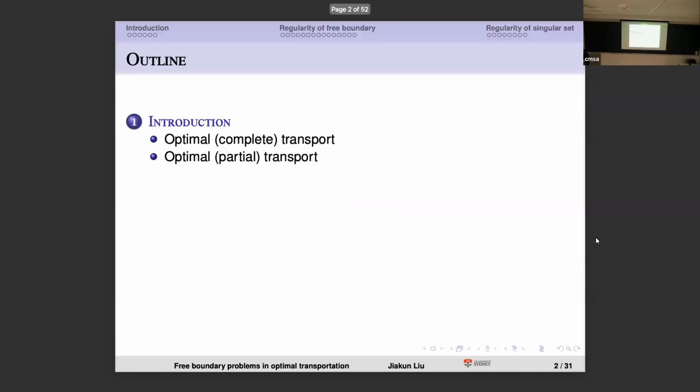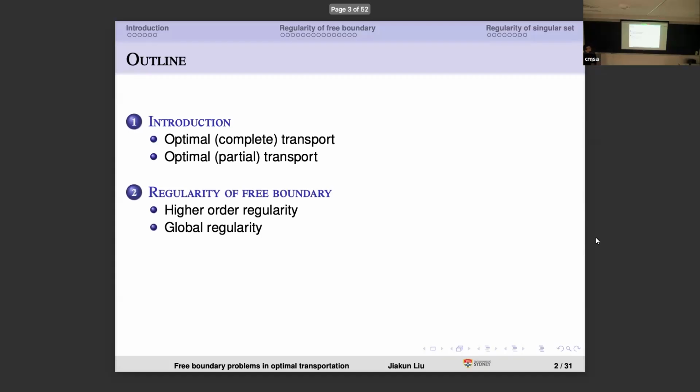So today, there are 3 parts in my talk. In part 1, I'm going to give a very brief introduction about optimal transport, but I know many experts here as well. And then we are going to introduce optimal partial transport. In the optimal partial transport, there will be a free boundary that comes out. So in the second part, I'm going to introduce some recent results on the regularity of the free boundary.